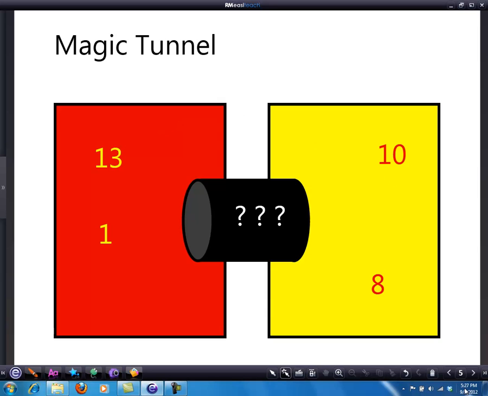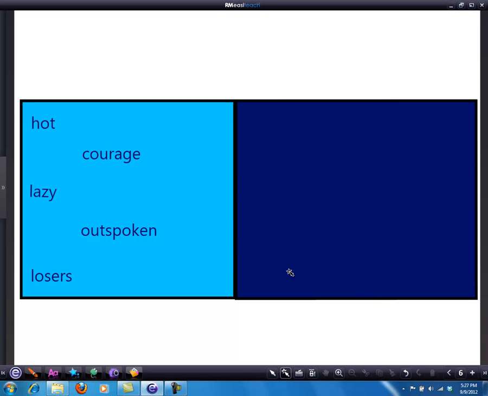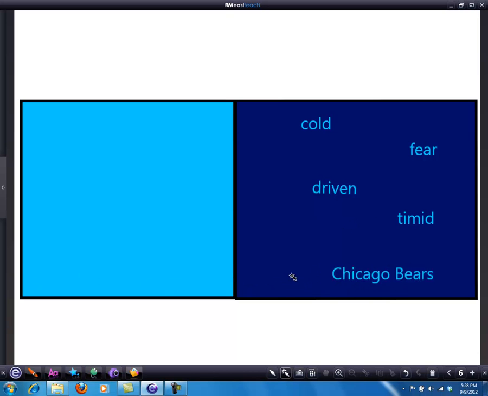Now I'll reveal the secret on my final slide, which is right here. All right. Excuse me, you don't have to do this with numbers, but you can do this with words as well. So this is opposites, right? Hot becomes cold. Courage becomes fear. That could be a lot of different things. And you tell the kids, hey, that could be a lot of things. This is what I chose. Lazy becomes driven. Outspoken becomes timid. Losers, opposite of losers is Chicago Bears.